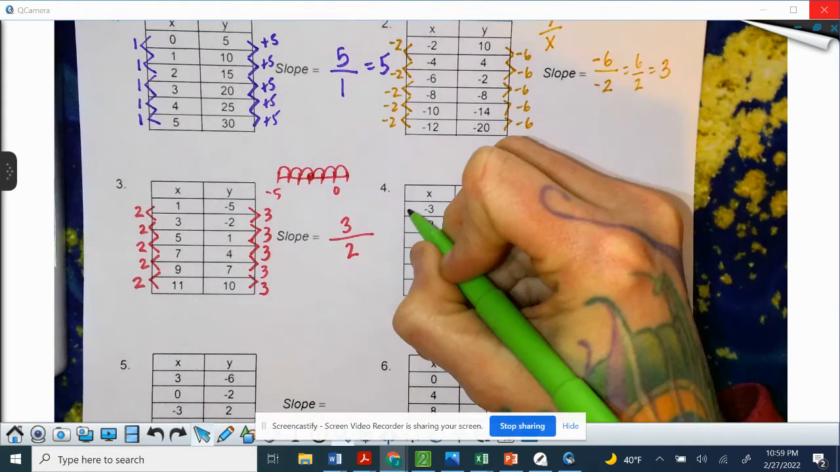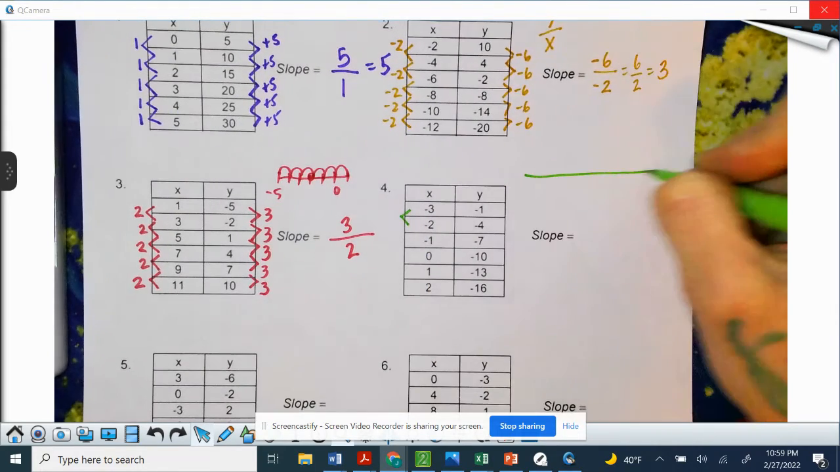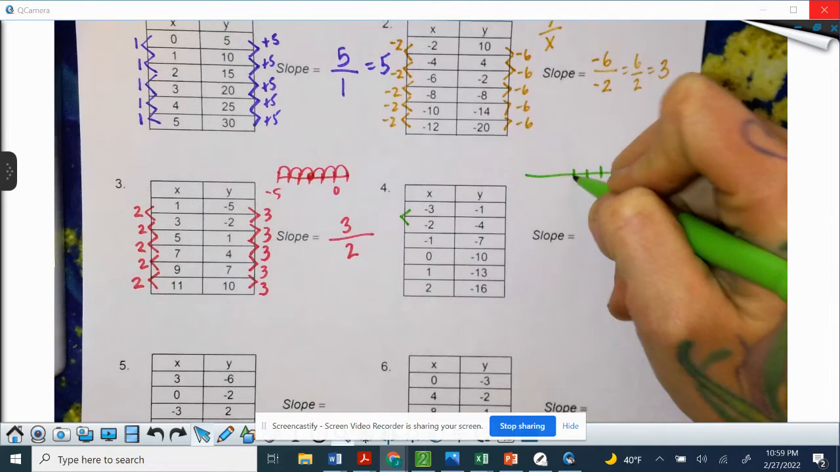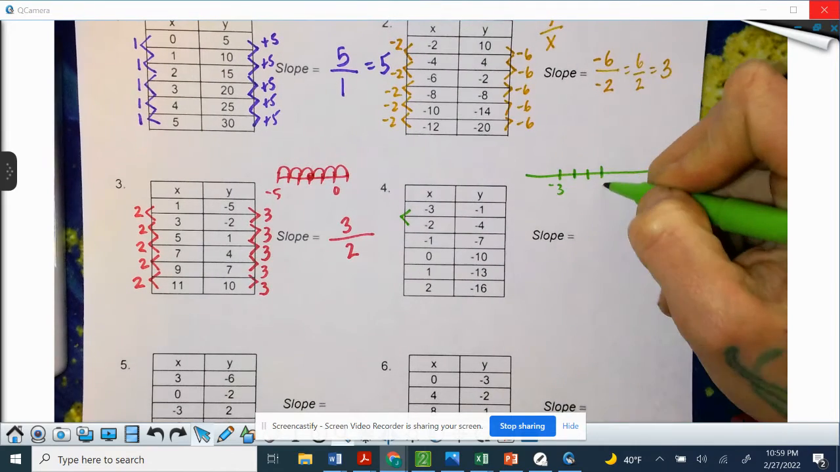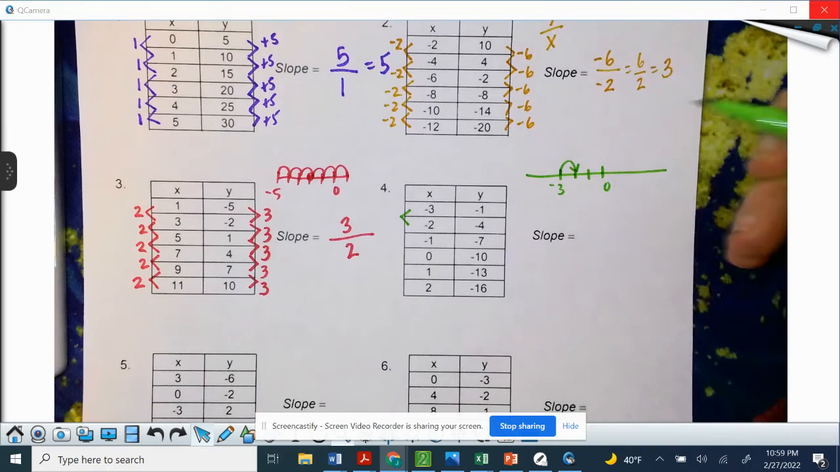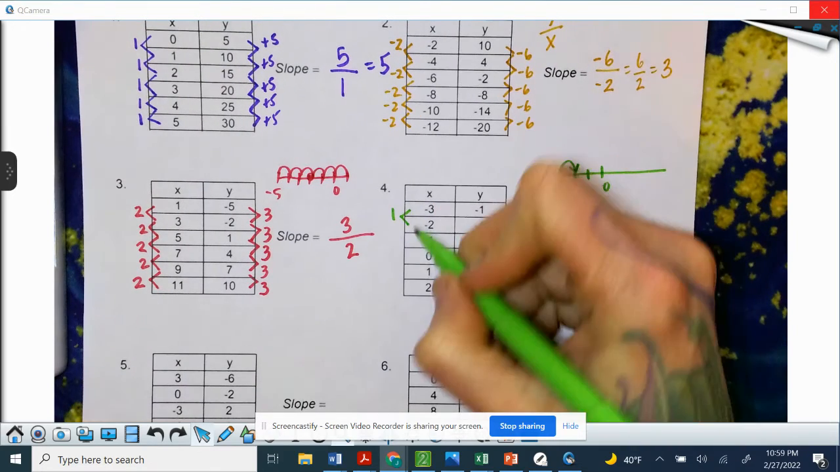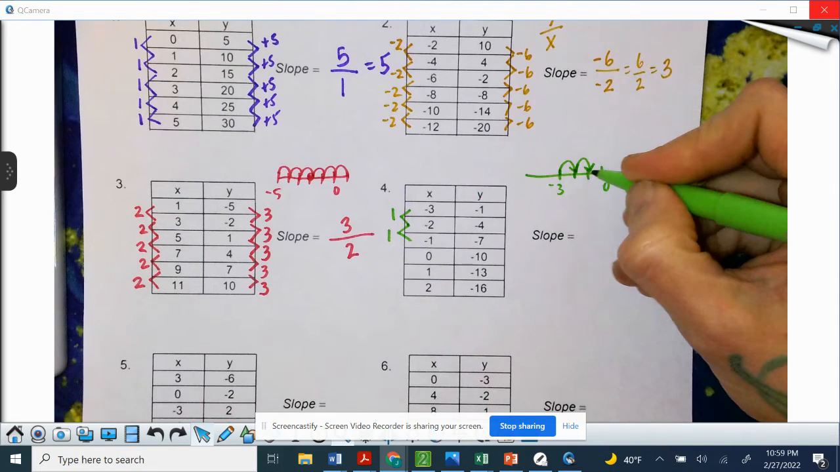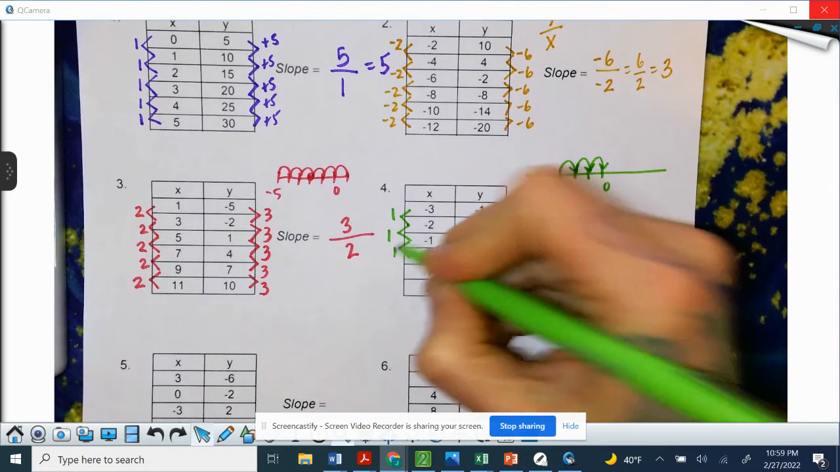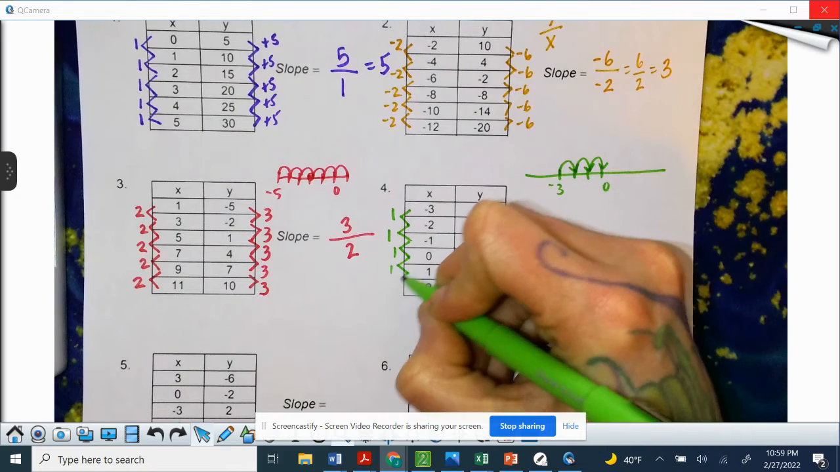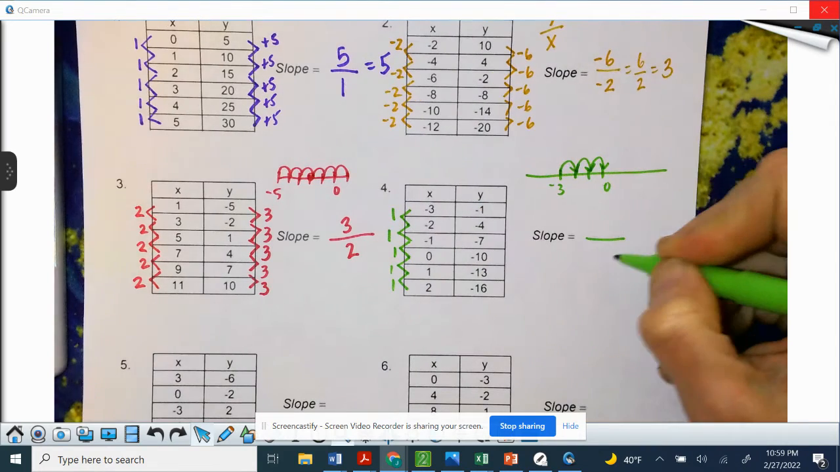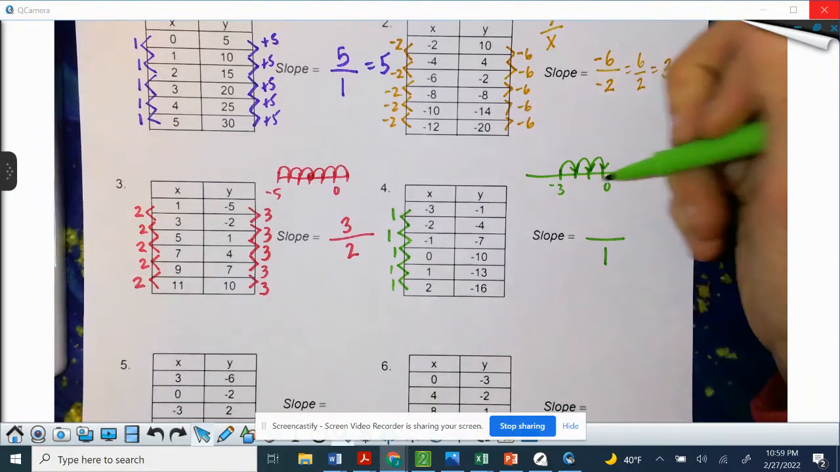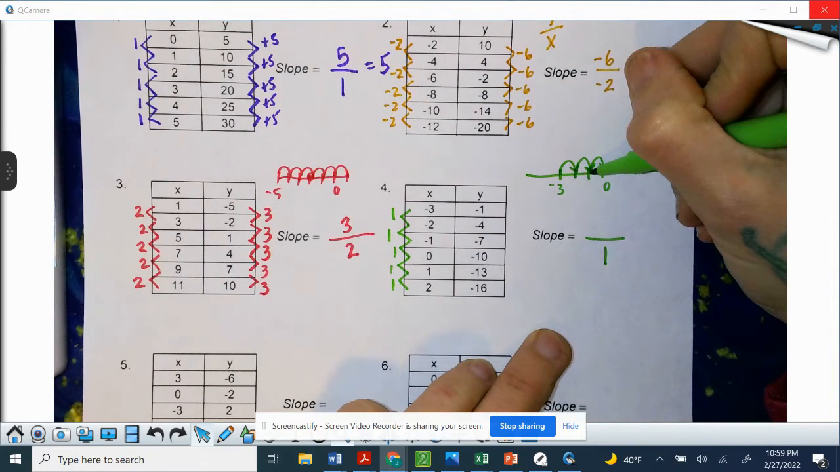So negative 3 to negative 2. If we're looking at our number line, 0, 1, 2, 3, negative 3, 0. To get to negative 2, I move to the right 1, so that's a positive 1. Negative 2 to negative 1, positive 1. Negative 1 to 0, I move to the right again, so it's a positive 1, positive 1, positive 1. So we know y over x, we're going to have a 1 on the bottom.